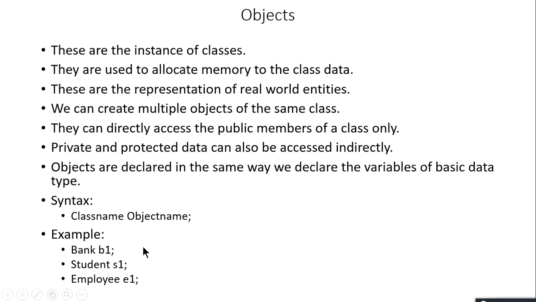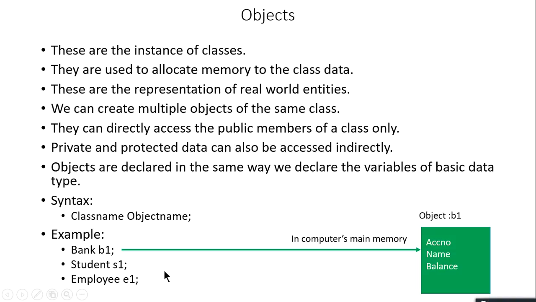Okay, for example, just like int a, you can declare bank b1 if your class is bank, student s1 and employee e1. If these are the classes, then you can create the objects of them. Generally what we do is take the initial of the class name followed by the object number, like 1, 2, 3. So for bank I have used the initial b, for student s, and for employee e, and then I'm creating one object each: b1, s1 and e1. Once you create the object, only then does the computer allocate memory in the main memory for your object.